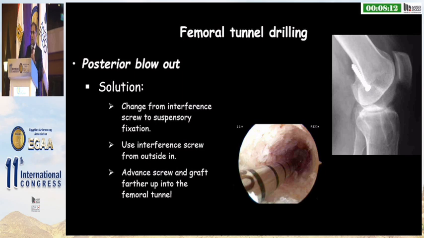You can use a suspensory fixation like most of us use, or you can drill interference screws from outside in. This way you can have more fixation proximity to the tunnel.